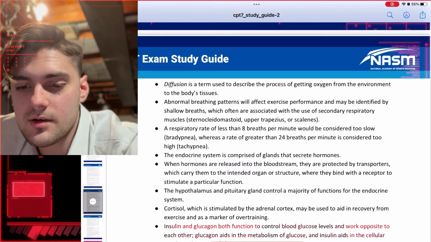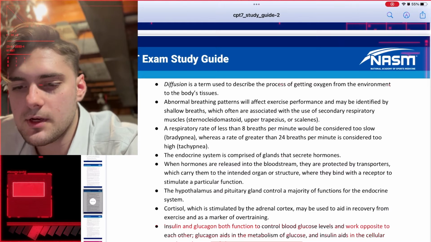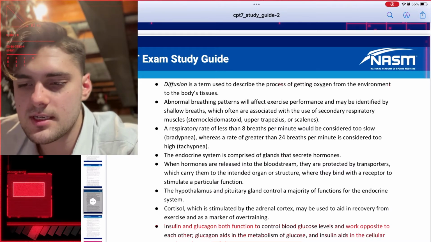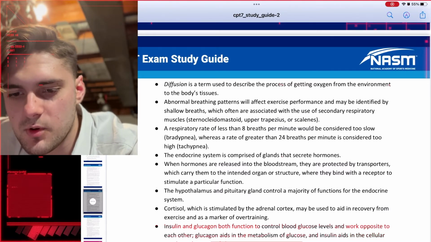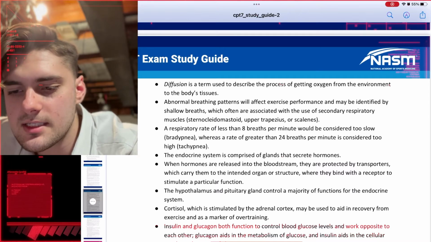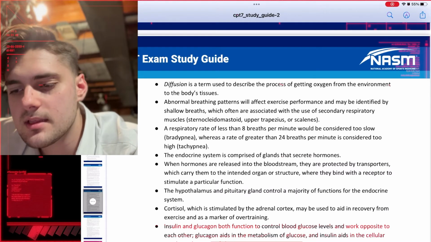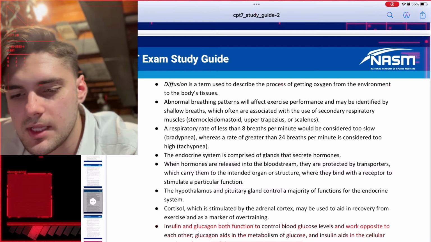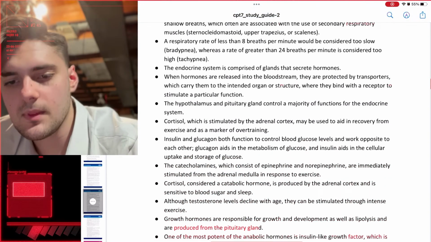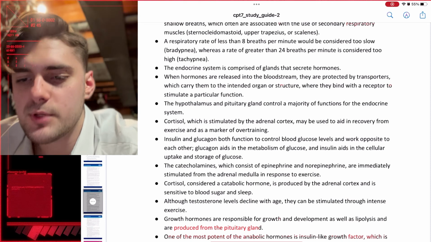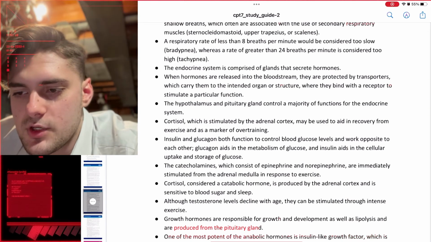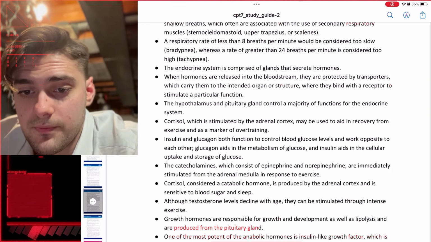So, the endocrine system is comprised of glands that secrete hormones. When hormones are released into the bloodstream, they are protected by transporters, which carry them to the intended organ or structure, where they bind with the receptor to stimulate a particular function. The hypothalamus and pituitary gland control a majority of the functions of the endocrine system.